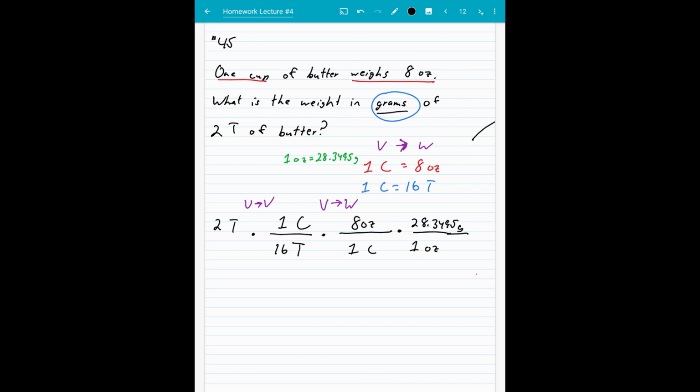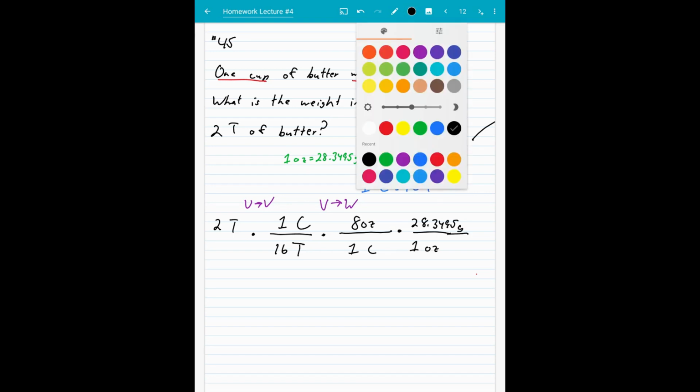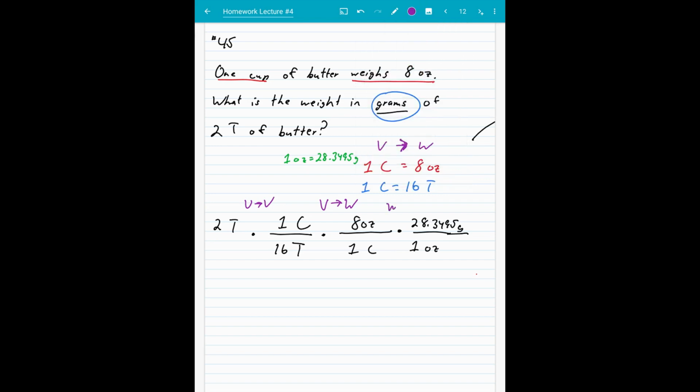28.3495 grams. And then we can finally look at everything else afterwards. This was a weight to weight conversion. Boy, I just cannot draw on this thing. A weight to weight conversion. So you can see our volume to weight conversion happened with this guy right in the middle. We needed to do a volume to volume conversion to get to this conversion. And then once we were there to the weight conversion, we needed to change it to the correct weight.